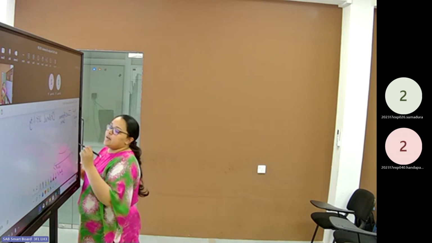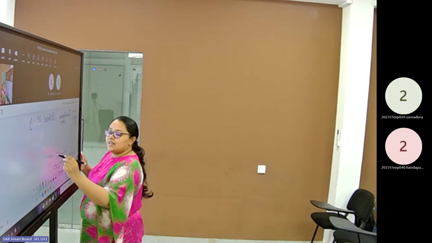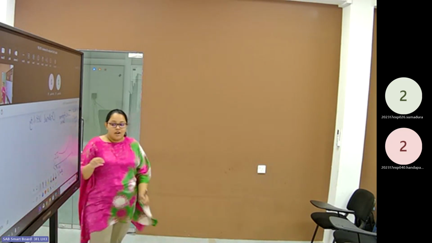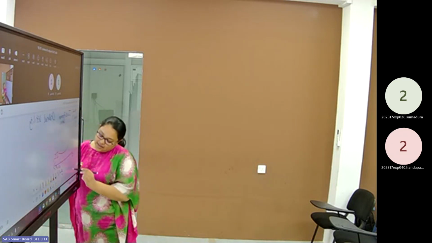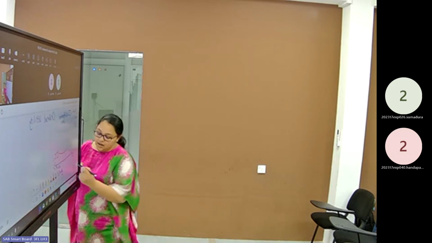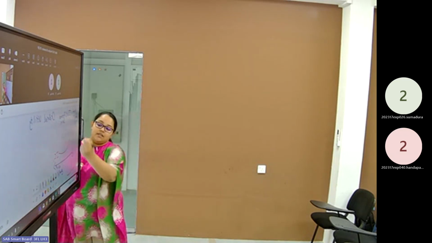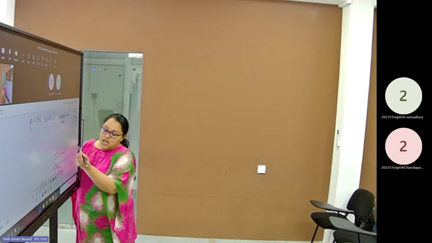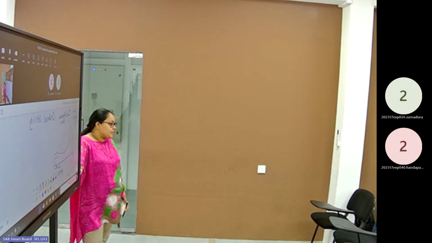A curve convex to the origin. Indifference curve 1. Okay, it is not a straight line, right? It is not L shape, right? It is a curve like this. Likewise, convex to the origin. Okay, this is an indifference curve.